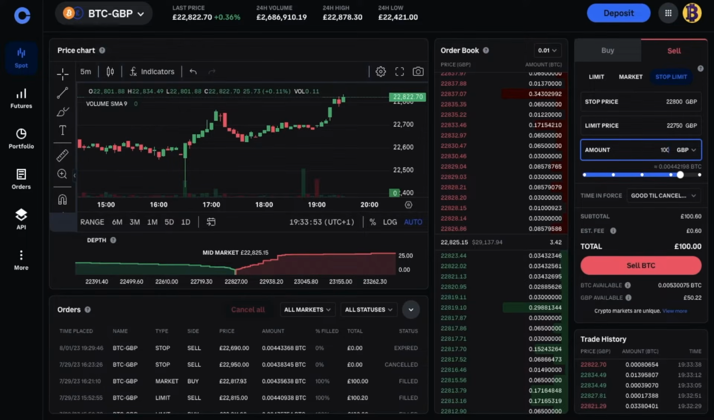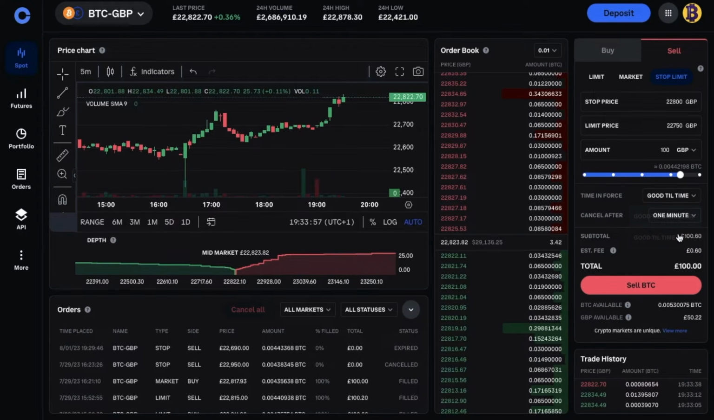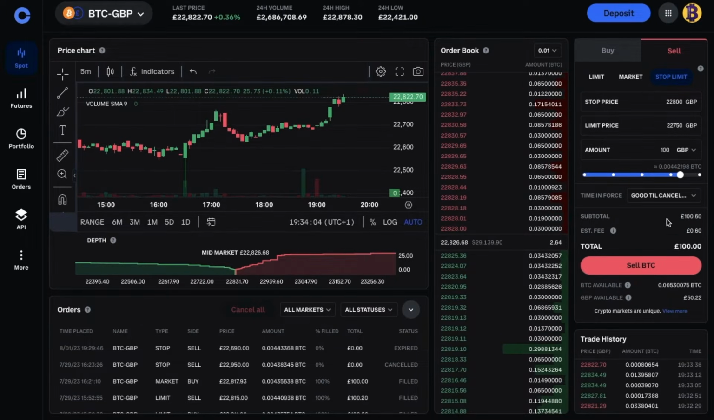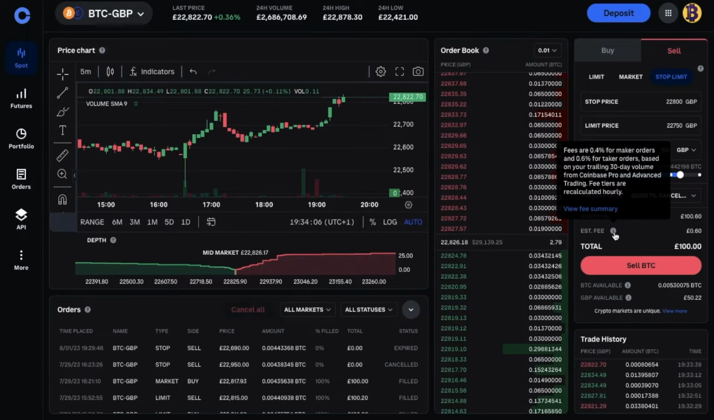Underneath here, we have time enforced, with the option of good till cancelled, which means the order will remain active until you decide to manually cancel it, or good till time, where the order will remain active until you set a specific minute, hour or day. The estimated fee will then show, and this varies between 0.4% and 0.6%, depending on your trading amount and whether you are a maker or taker, which I'm going to quickly explain.